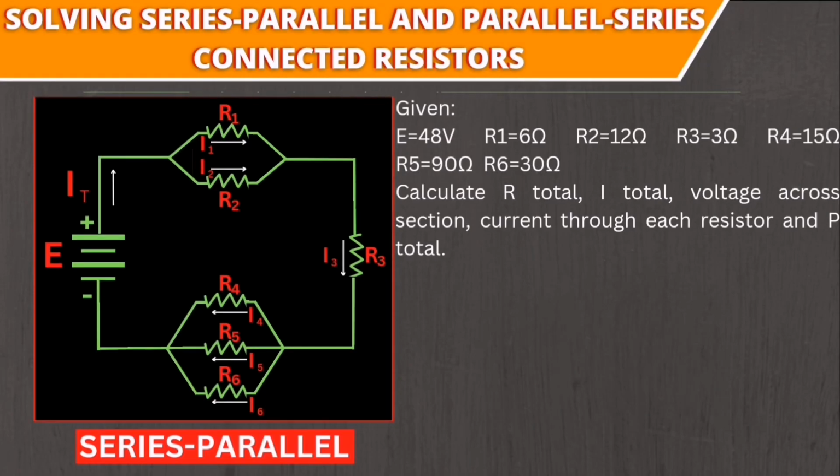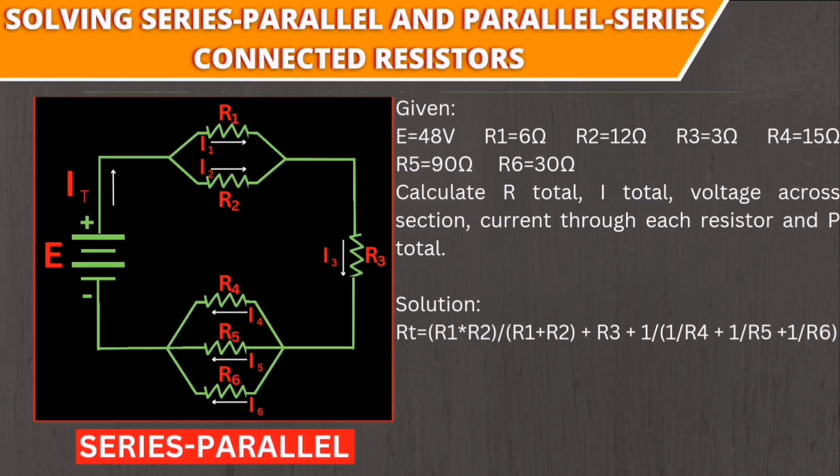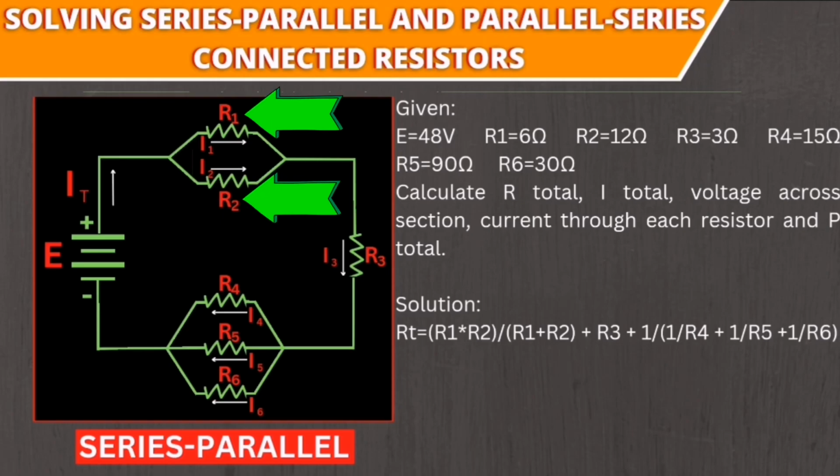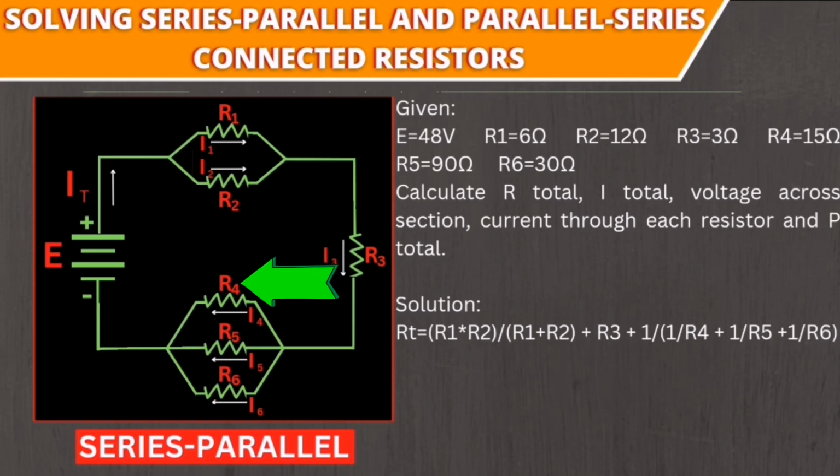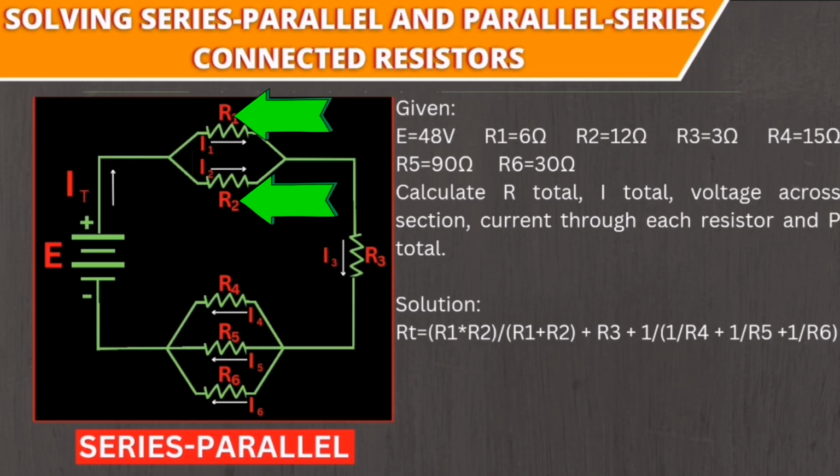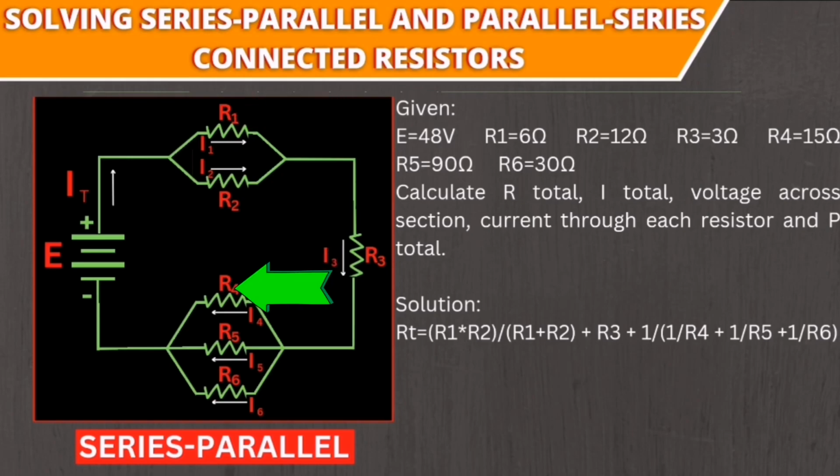So the solution, guys, will be R total is equal to R1 times R2 divided by R1 plus R2, plus R3, plus 1 all over 1 over R4 plus 1 over R5 plus 1 over R6, since it is a combination circuit. First you have to solve the equivalent resistance of R1 and R2. Then you also have to compute the equivalent resistance of R4, R5 and R6. After that the circuit will become a series circuit. So you just have to add the equivalent resistance of R1 and R2, then R3, plus the equivalent resistance of R4, R5 and R6.